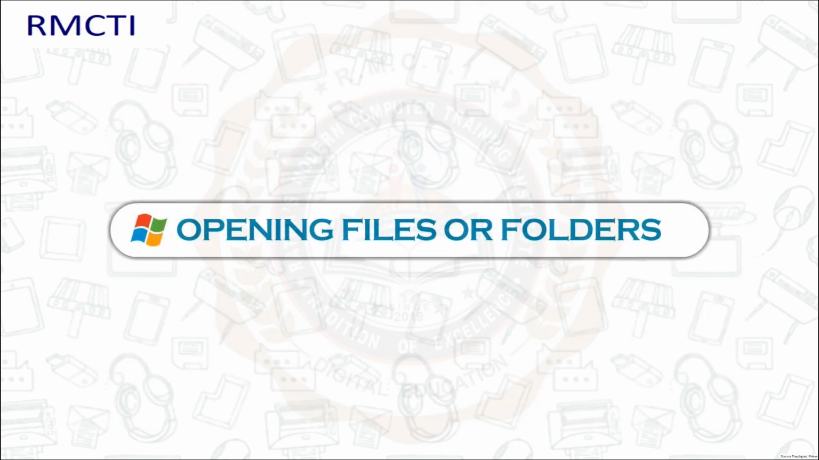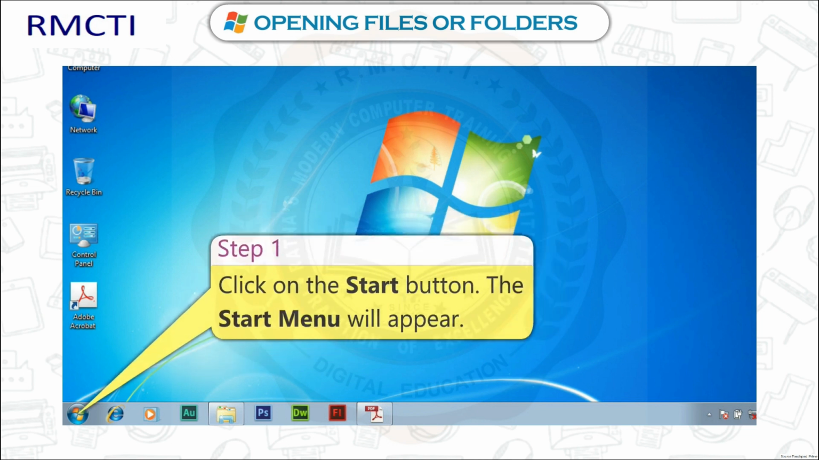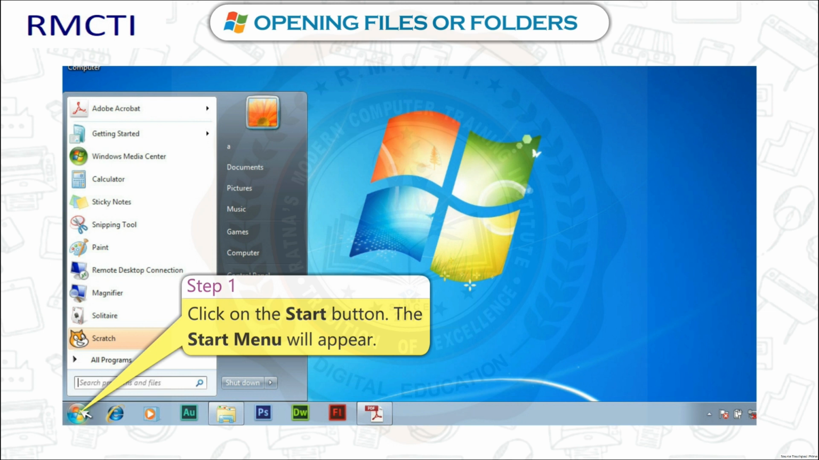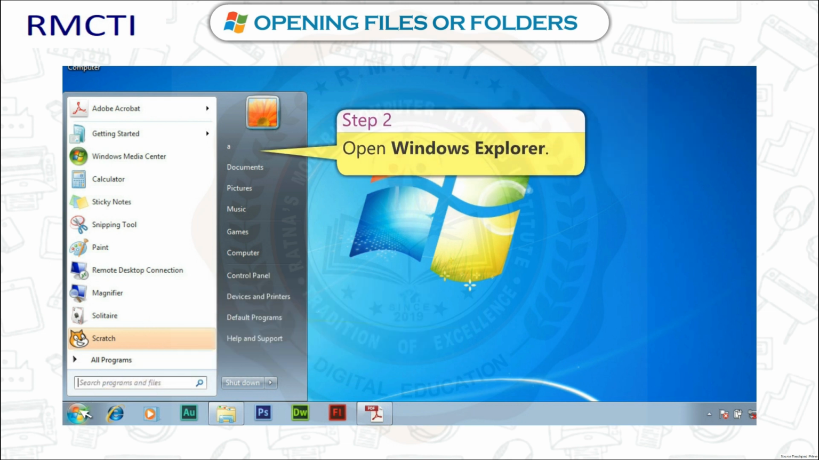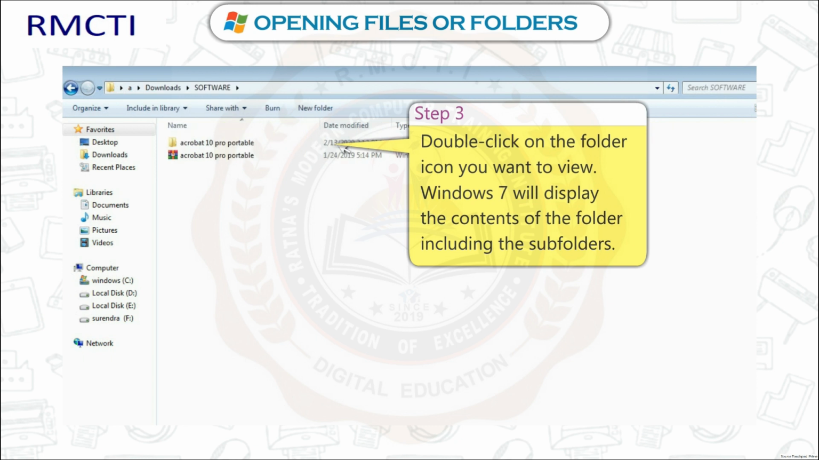Opening files or folders. To open a file or folder, follow these steps. Step 1. Click on the Start button. The Start menu will appear. Step 2. Open Windows Explorer. Step 3. Double-click on the folder icon you want to view. Windows 7 will display the contents of the folder including the subfolders.